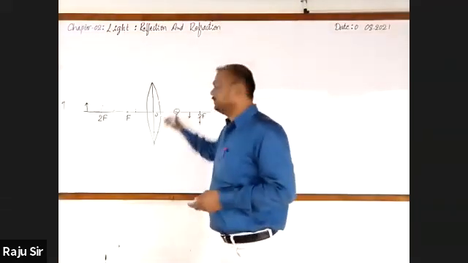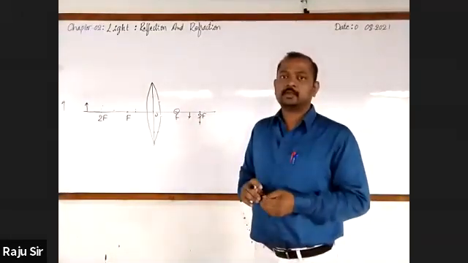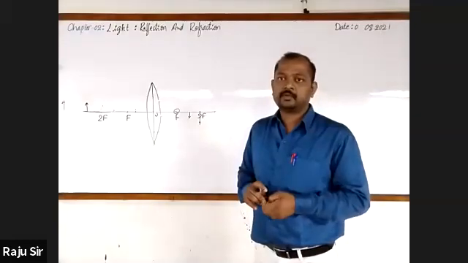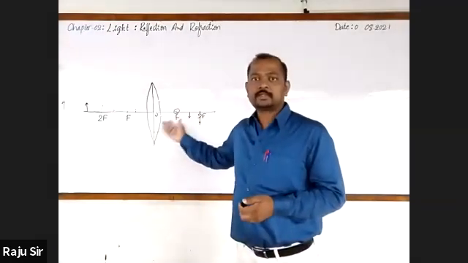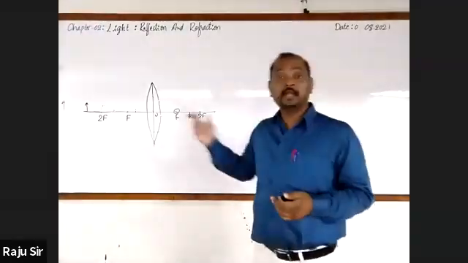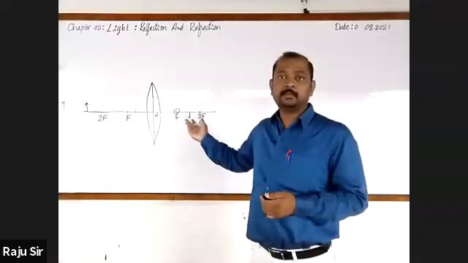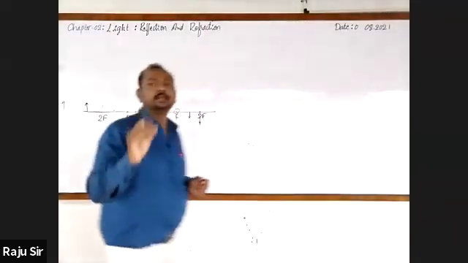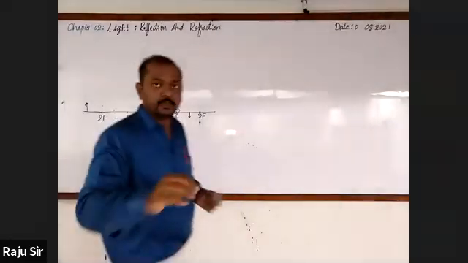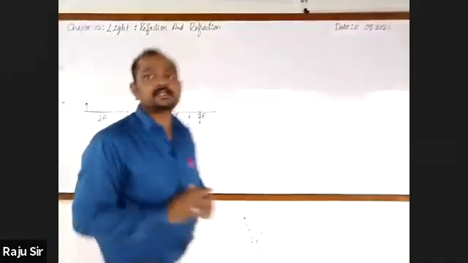At the other side of the lens, at F. Nature: real and inverted. Size: highly diminished, point size, a very small image is formed. Okay, this much was discussed in the last class.